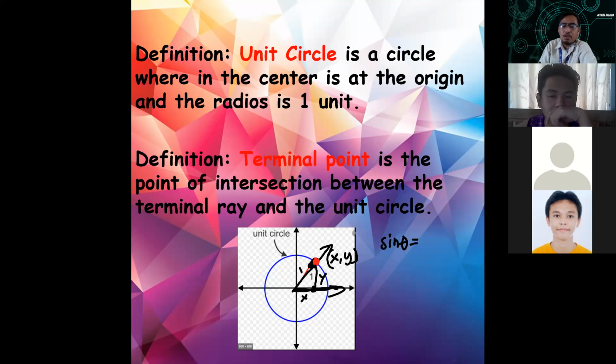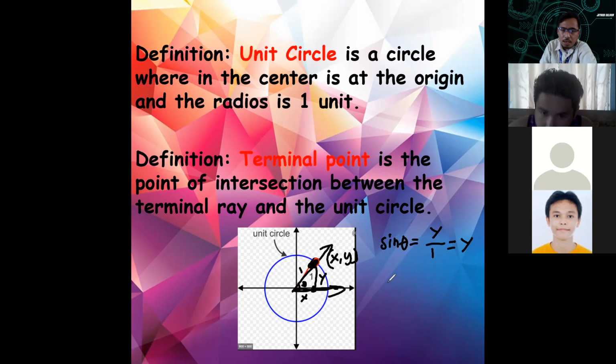The radius is 1. Remember, if this is your theta here, somewhere here is your theta. Remember, sine is just the opposite all over the hypotenuse. And the opposite is y and the hypotenuse is 1. And if you look at here, your sine is just the y of this terminal point. Whatever is the measurement here is automatically your sine. So it means if you have the terminal point, you can get the sine directly.